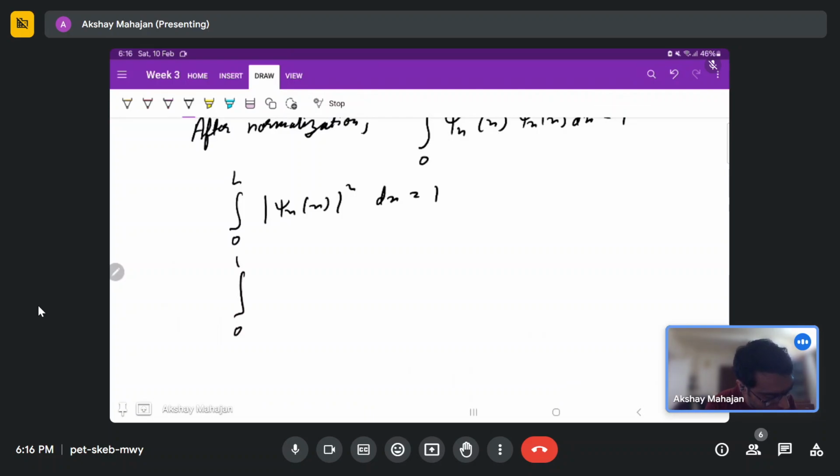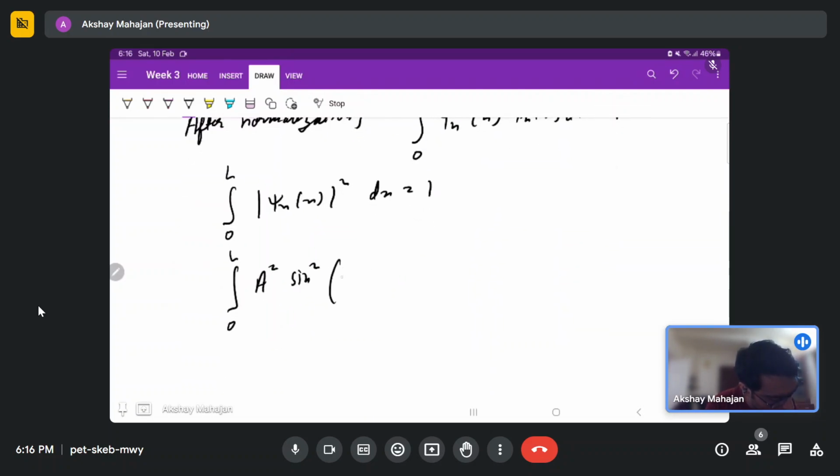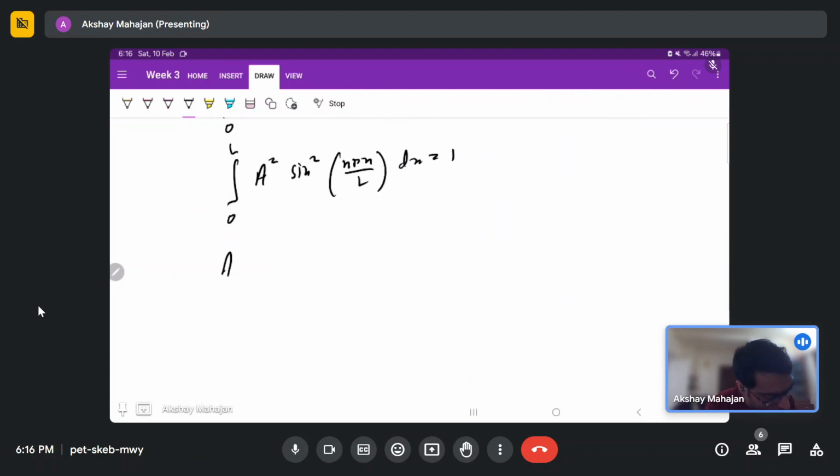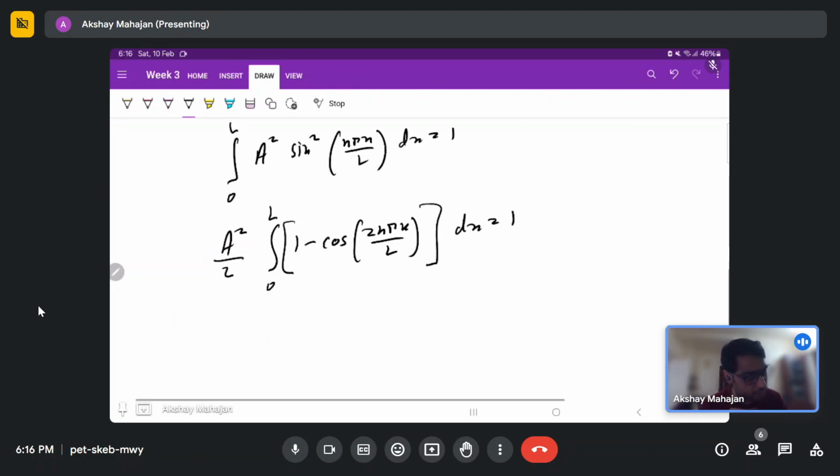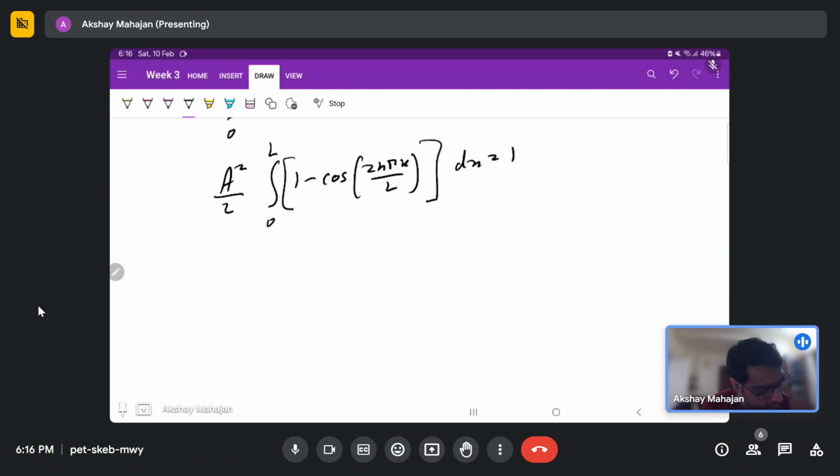So integrated from 0 to L, a square sine square n pi x by L dx equals 1. Take out a square here, and I will multiply and divide it by 2, and 2 sine square theta is 1 minus cos 2 theta. So 1 minus cos 2 n pi x by L. I will integrate it from 0 to L. So I am doing it for a general particle in a box 1D case. I am just doing the normalization.